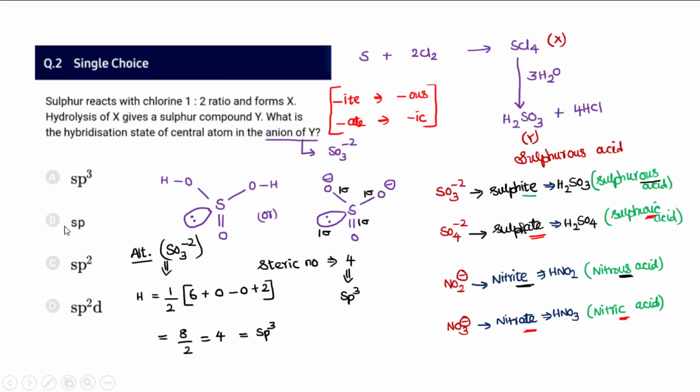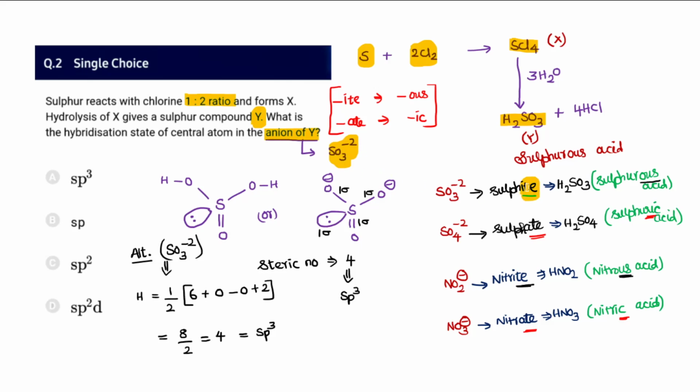Second question. Sulfur reacts with chlorine in a 1:2 ratio. So 1 mole of sulfur and 2 moles of chlorine. When it reacts, it forms SCl4. And hydrolysis of that SCl4 results in another compound called Y. That compound Y is H2SO3. So the hybridization of the anionic part of H2SO3 is asked for. The anionic part of H2SO3 is SO3 2-. SO3 2- is called sulfite.